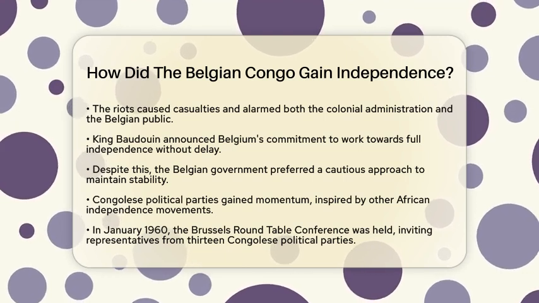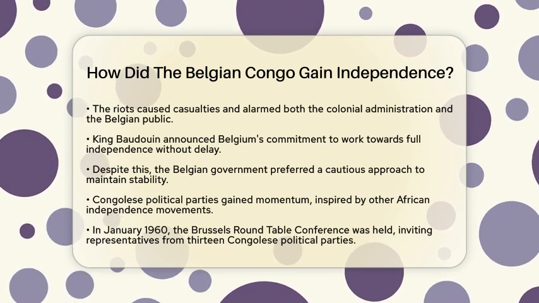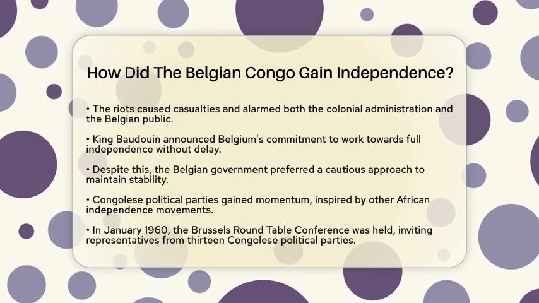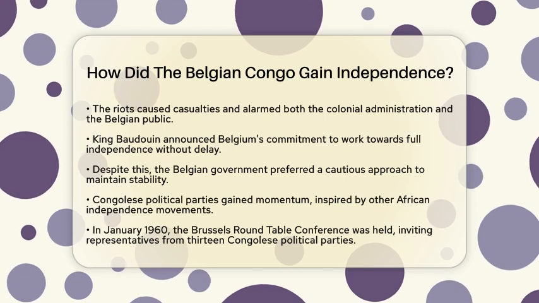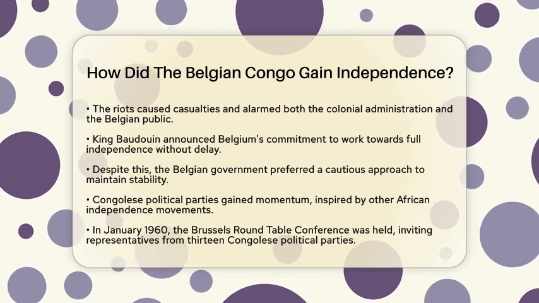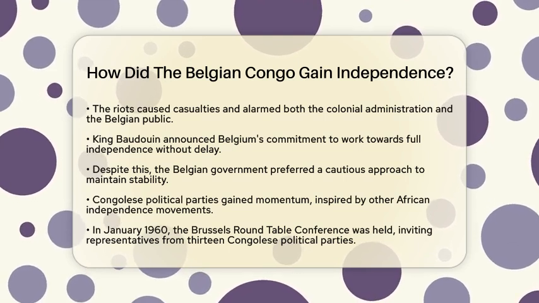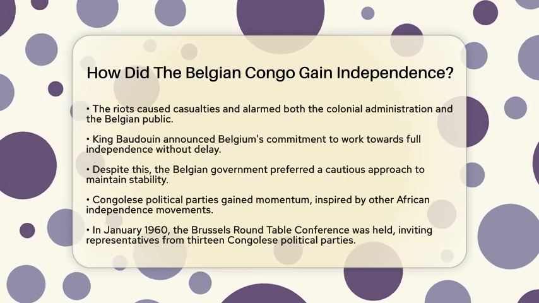In response, King Baudouin announced Belgium's intention to work toward full independence without unnecessary delay. However, the government still preferred a cautious approach to avoid instability. As time went on, Congolese political parties gained momentum, inspired by independence movements in other parts of Africa.